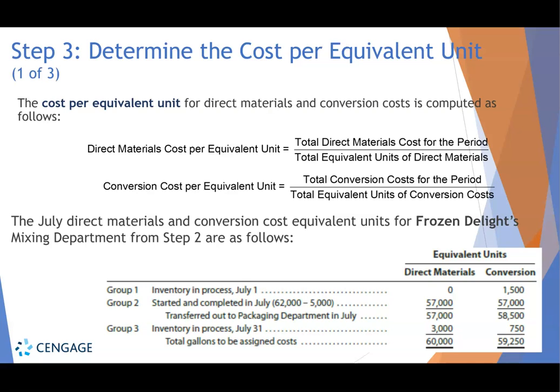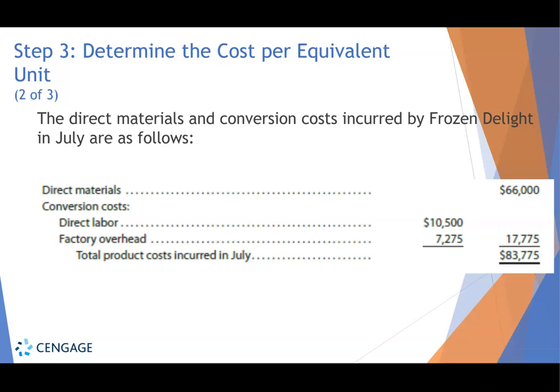So we need for direct materials to assign cost of 60,000 gallons. And for the conversion units, we're going to assign costs for 59,250 gallons. So for the direct material and conversion costs, you see, we've got $66,000 for materials. For the conversion costs, we have our direct labor and our factory overhead. So our total product costs for this department in July is $83,775.